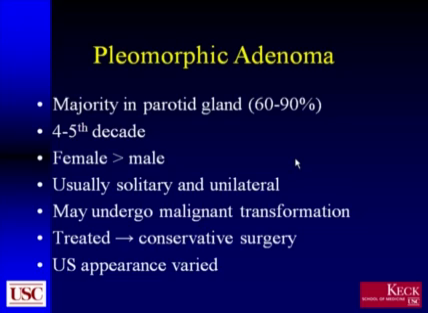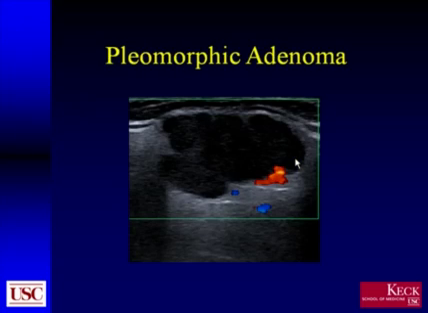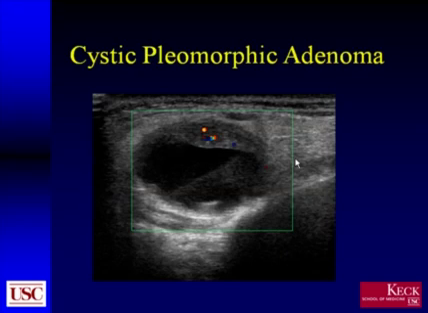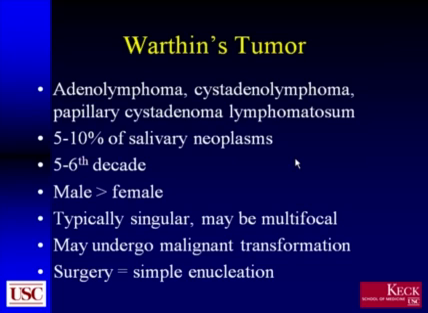The ultrasound appearance is quite varied. Here's a classic pleomorphic adenoma of the parotid, where you see the homogeneous parotid parenchyma around it, this multilobular, inhomogeneous, relatively hypoechoic lesion, which can be contrasted with this cystic pleomorphic adenoma here, which has a central area of fluid with various areas of solid tissue more peripherally.